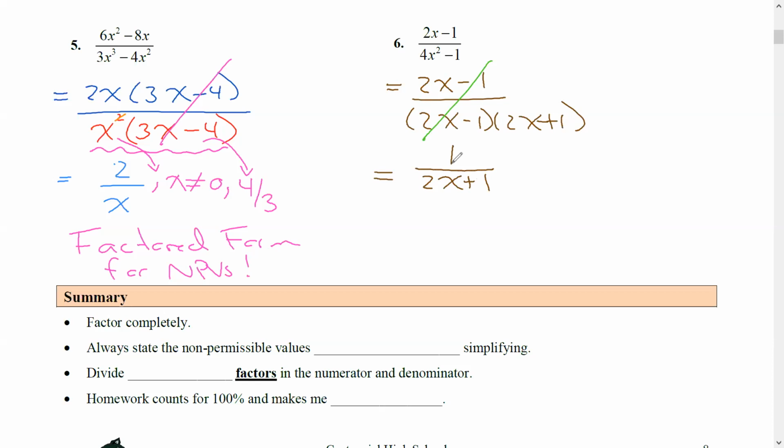Okay, don't forget my non-permissible values. So my non-permissible values from here and from here will be x can't equal positive or negative a half. Again, if you're still struggling with that, what you do is you make that little mini equation like last lesson and isolate. Okay? Hopefully you're getting the hang of that by now.